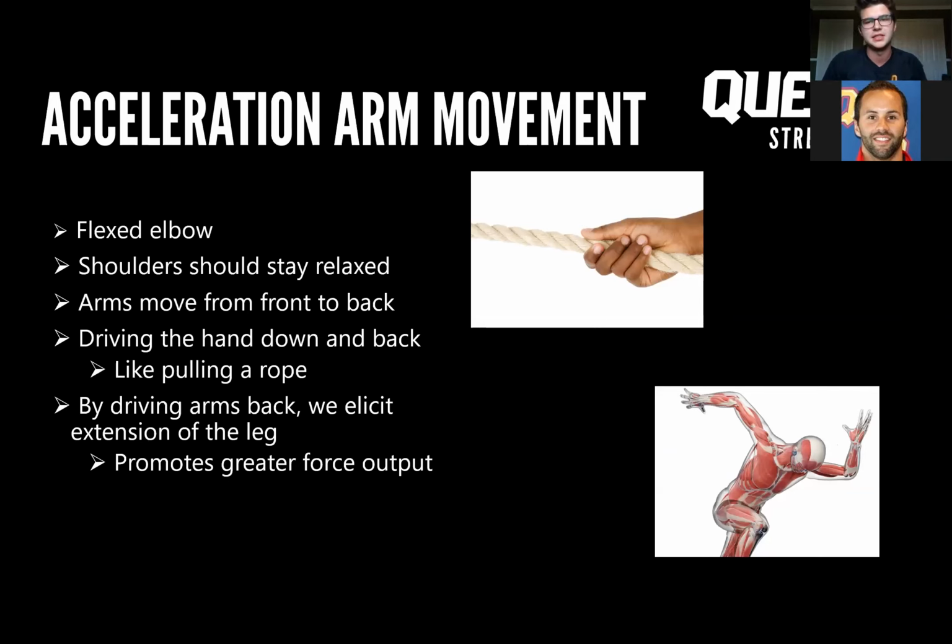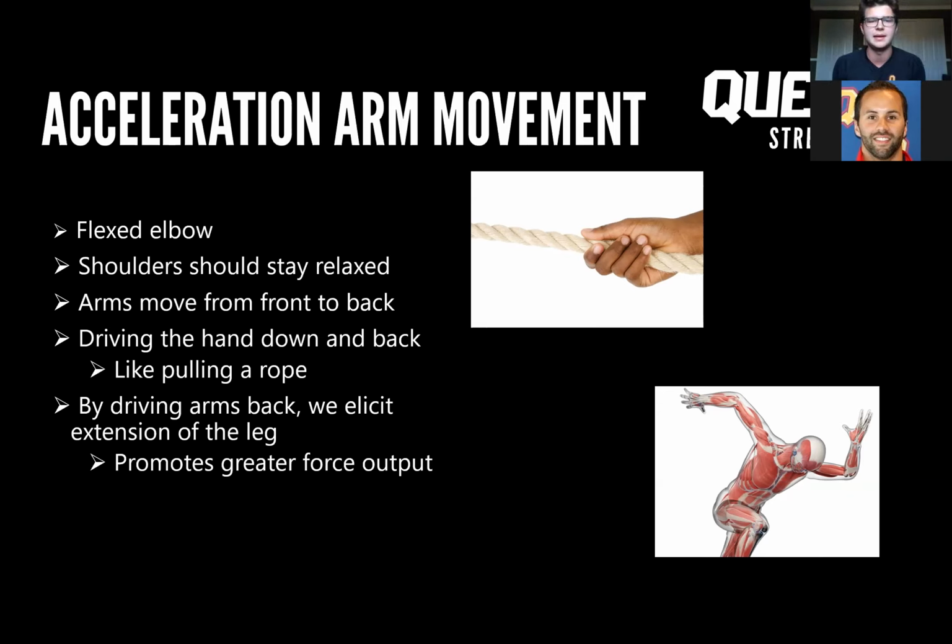The next part that's huge here is the arm movement. We like to think that when we're running, our arms drive our legs. If we want to be able to move explosively through our legs, we need to be able to move explosively through our arms with a flexed elbow. Another thing to keep in mind is our shoulders should stay relaxed. We don't want to tense up or shrug our shoulders. We want to be as relaxed as possible, but still forceful with our movements. Our arms should move from front to back. We don't want them moving side to side. You want them to move in line with our legs.